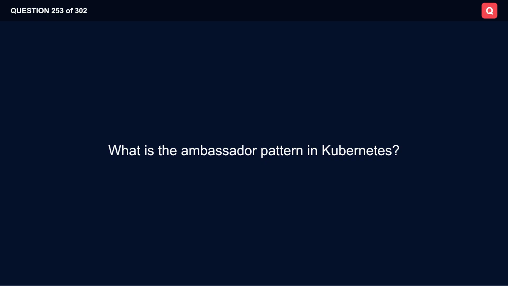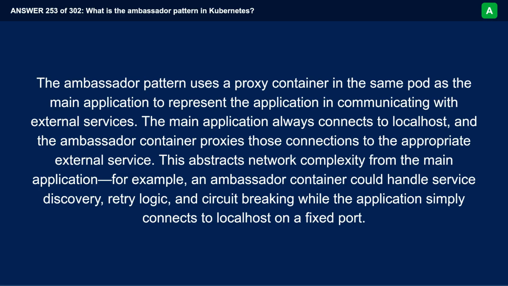What is the ambassador pattern in Kubernetes? The ambassador pattern uses a proxy container in the same pod as the main application to represent the application in communicating with external services. The main application always connects to localhost, and the ambassador container proxies those connections to the appropriate external service. This abstracts network complexity from the main application. For example, an ambassador container could handle service discovery, retry logic, and circuit breaking, while the application simply connects to localhost on a fixed port.